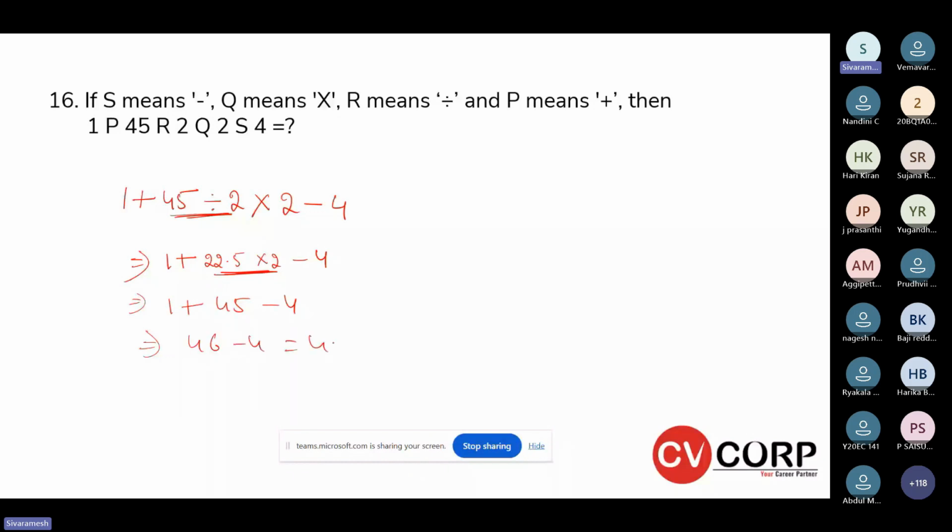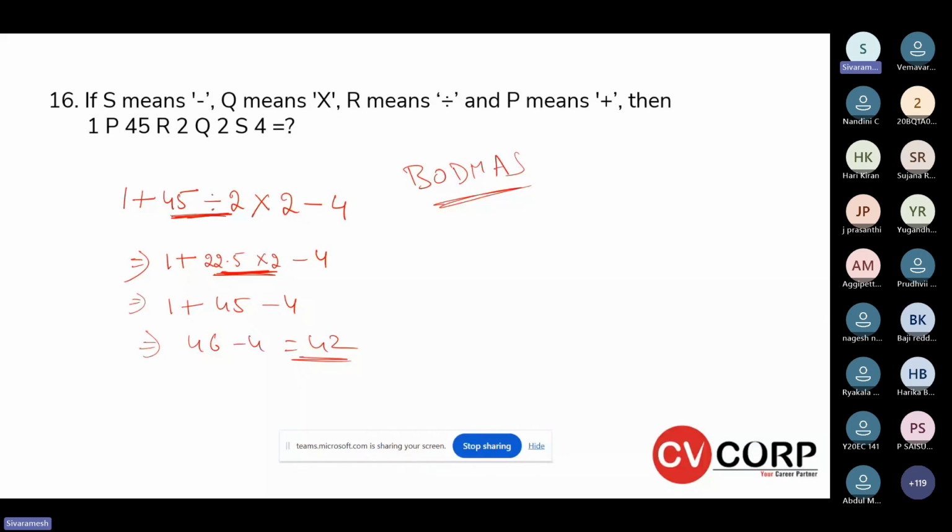So it should come with the priority of BODMAS: bracket, order, division, multiplication, addition, and subtraction. That's the reason we perform the multiplication operation. After that, division, multiplication, addition, and subtraction. Okay, I hope you all are done with this question.